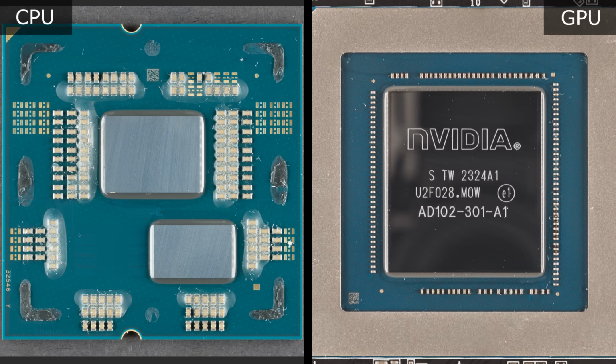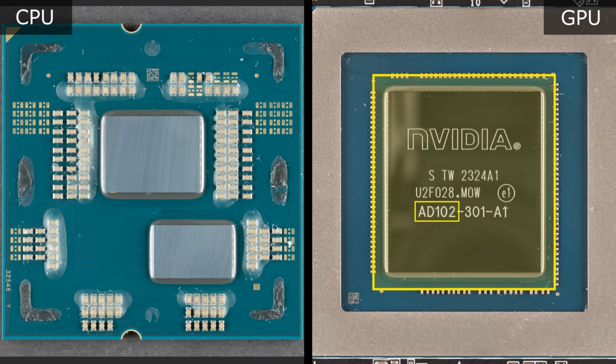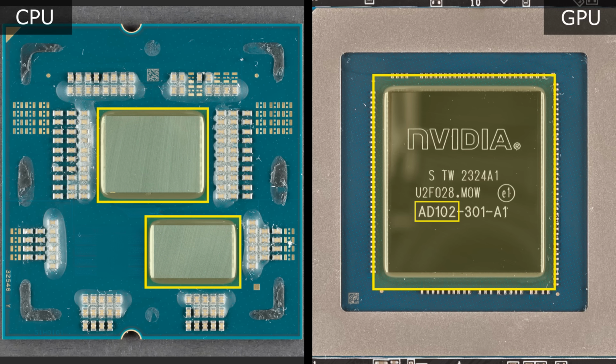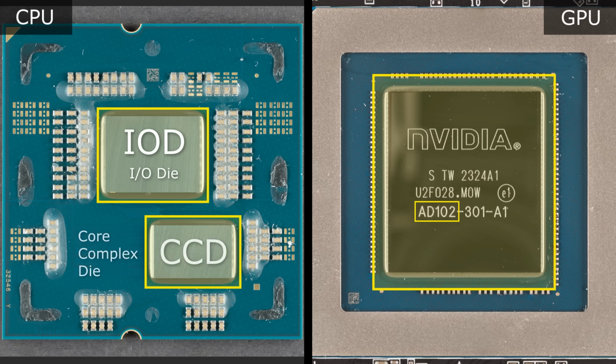If we remove the cooler and the integrated heat spreader from the chips, this is what they look like. On the GPU side, there's just one big chip labeled AD102, but on the CPU side, it's not so simple. There are two separate chips on the 7600 module. The top chip is actually the I/O die and doesn't contain any Zen 4 cores at all. To find a Zen 4 core, we need to look at the bottom chip, which is called the Core Complex Die, or CCD.